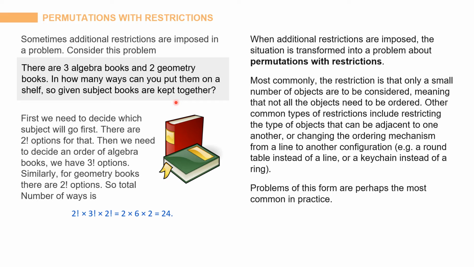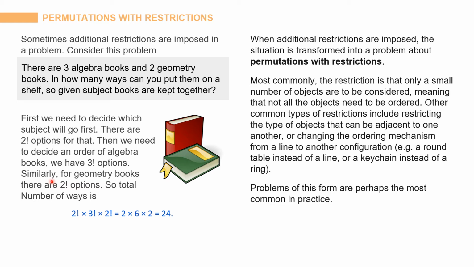So if there were no restrictions, there would obviously be 5 factorial or 120 ways to arrange the books. But now let's solve this problem. First, we need to decide which subject will go first. Algebra could go first or geometry could go first. So there are 2 factorial ways to arrange the 2 subjects. Then we need to decide the order of the algebra books and the order of the geometry books. There are 3 factorial ways to arrange the 3 algebra books. There are 2 factorial ways to arrange the 2 geometry books.